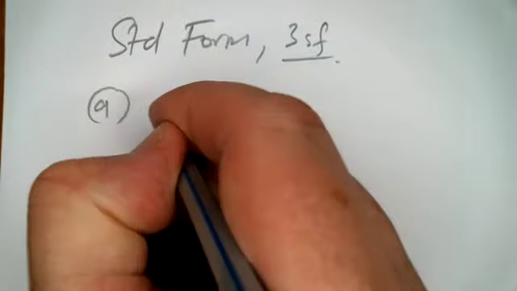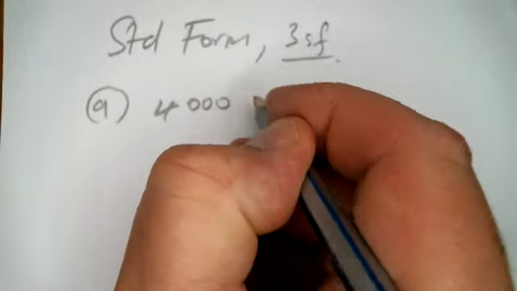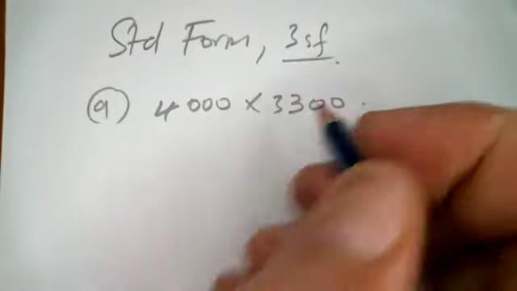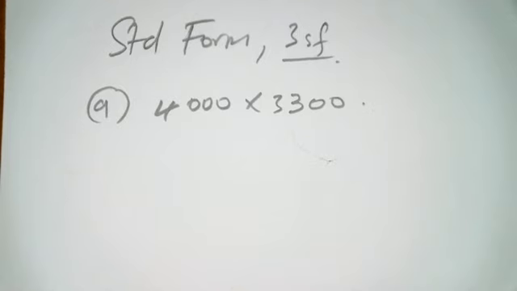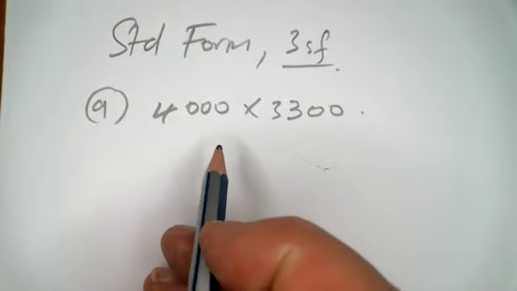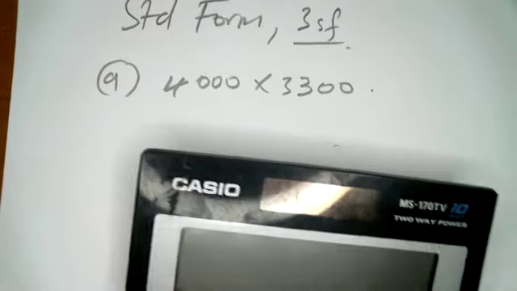4,000 times 3,300. Now you can use a calculator, of course, to do this, and it's probably quite wise to actually do exactly that. So let's have a go at writing this in standard form. So we could just multiply it out manually, but since we can use a calculator, I'm going to do that.